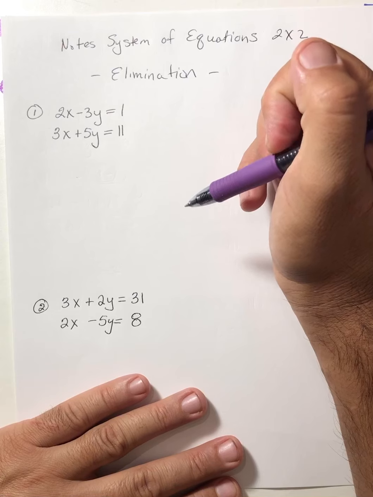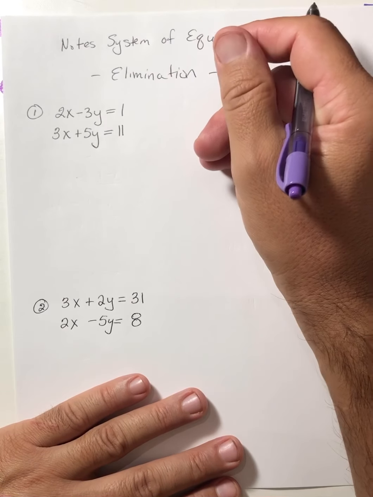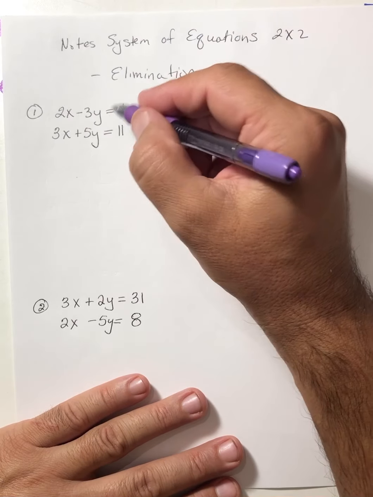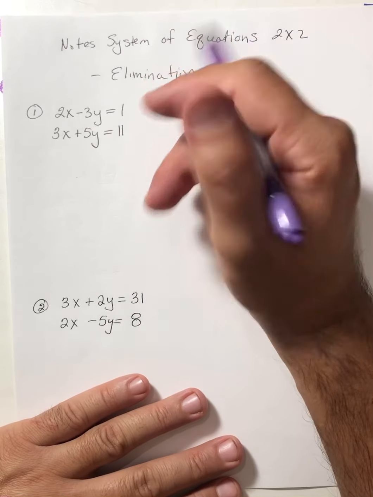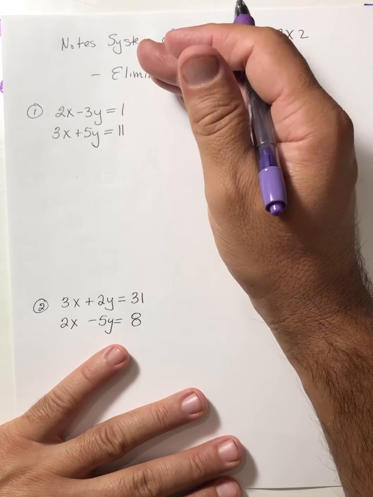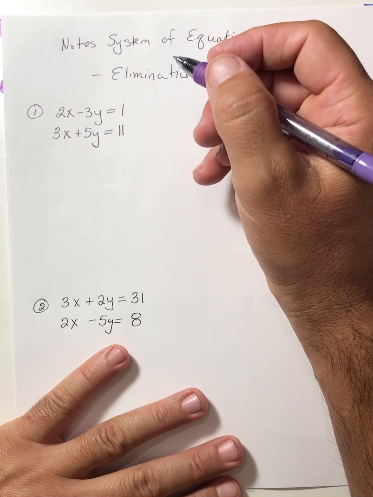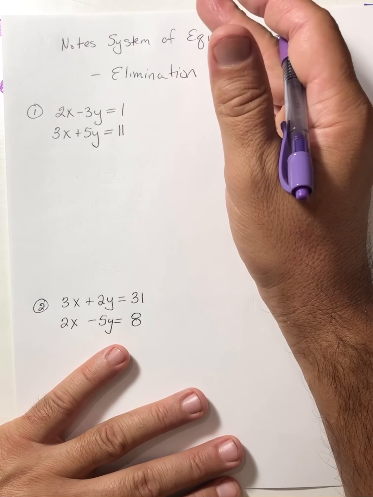So right now, you have a big decision to make. What letter do you want to get rid of? You get rid of the x's, you get rid of the y's. Close your eyes, it does not matter. I'm going to start by getting rid of the x's in this one, and the next one I'll get rid of the y's. Does not matter which one you get rid of.